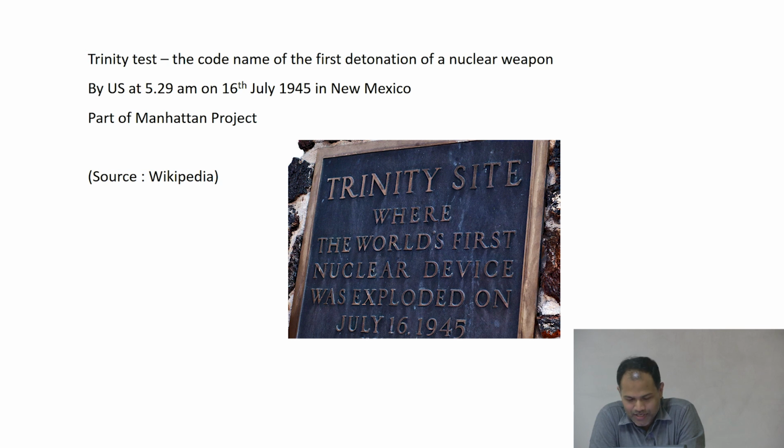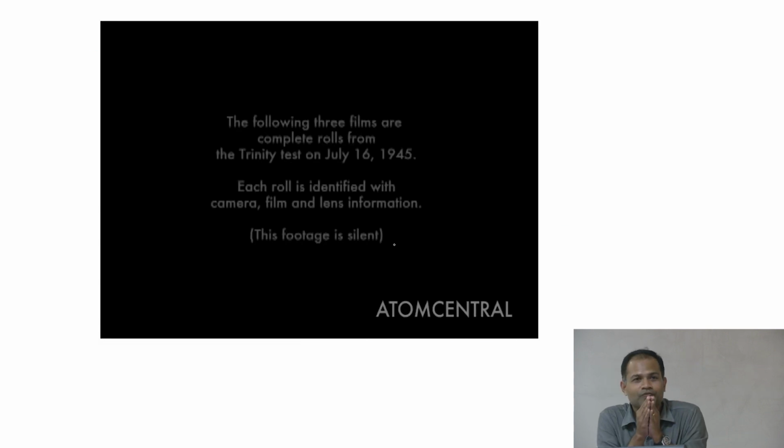It says that it was on 16th of July at 5:29 a.m. this happened. Actually, it was supposed to happen at 4 o'clock, but because of rains it was moved to 5:29. Now all these details are precisely given. Okay, and that actually shows how important this test was. We'll see why this test was important. And the right hand side that you're seeing is just a board that you will see if you go there at the moment. Okay, it's a protected site. Let's see a video of what this test looked like.